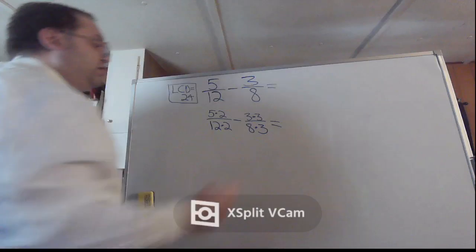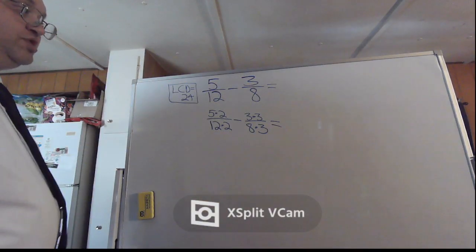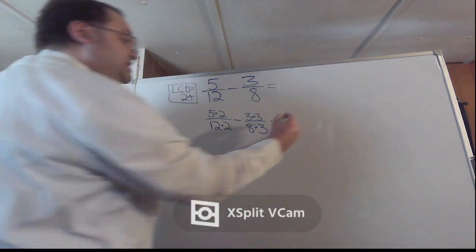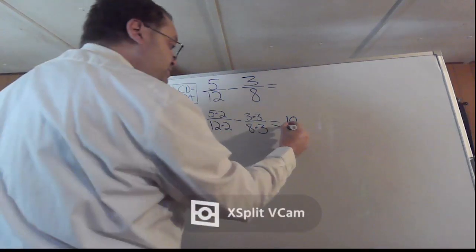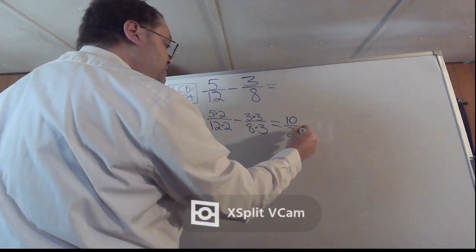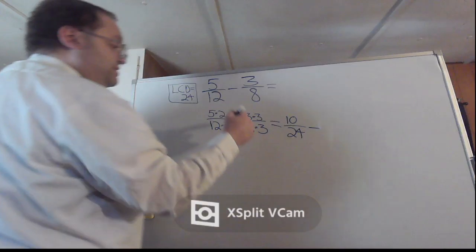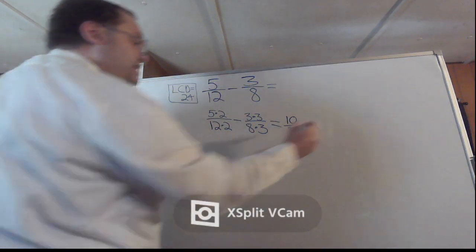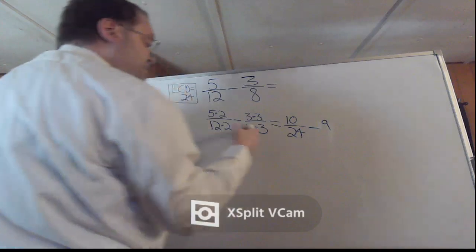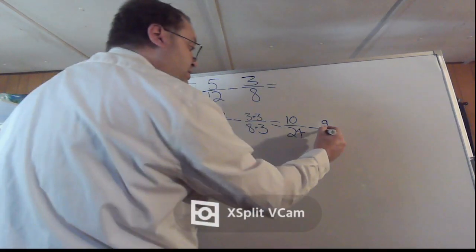So now you're going to go ahead and work through all your multiplication. 5 times 2 is 10. 12 times 2 is 24. So you'll have 10/24. Minus, then work through the multiplication of the other term. 3 times 3 is 9. 8 times 3 is 24.